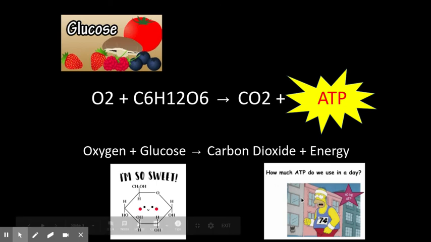And then this is just Homer Simpson being silly. How much ATP do we use in a day? And there's Homer out for his morning run or afternoon run.